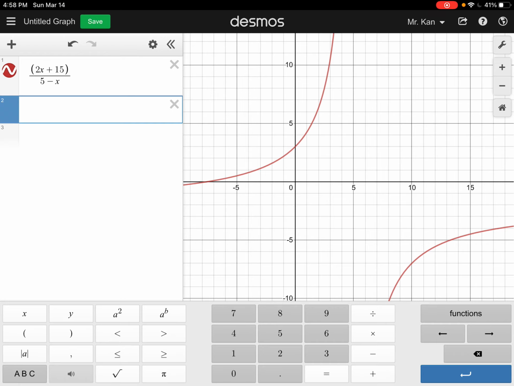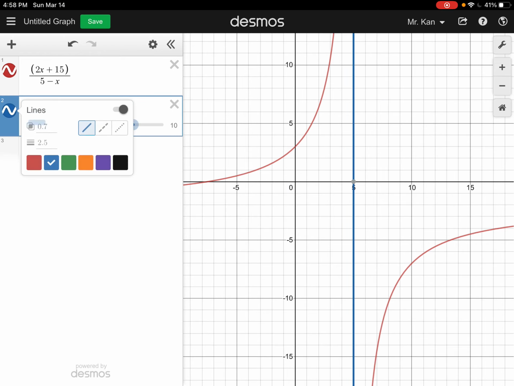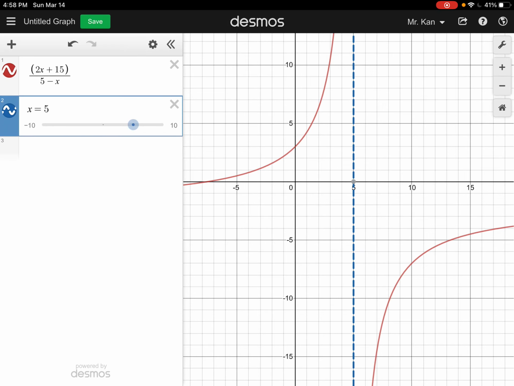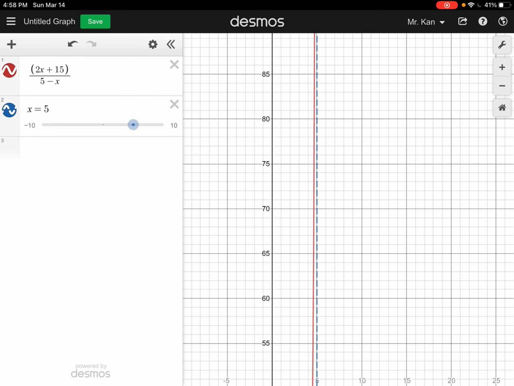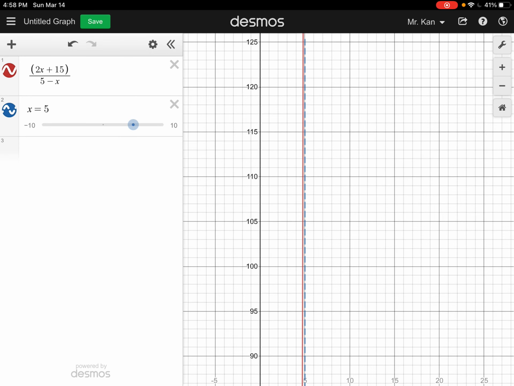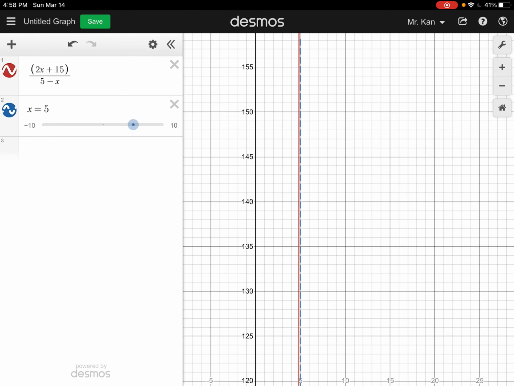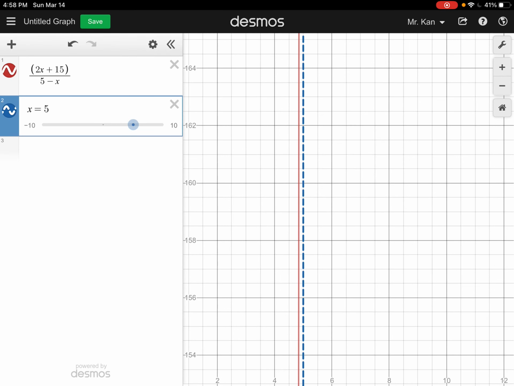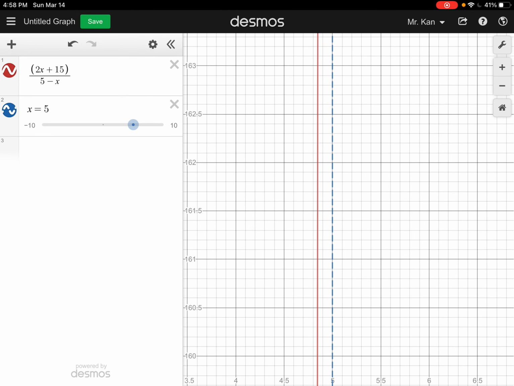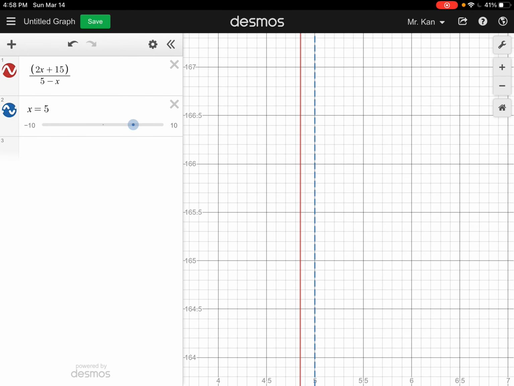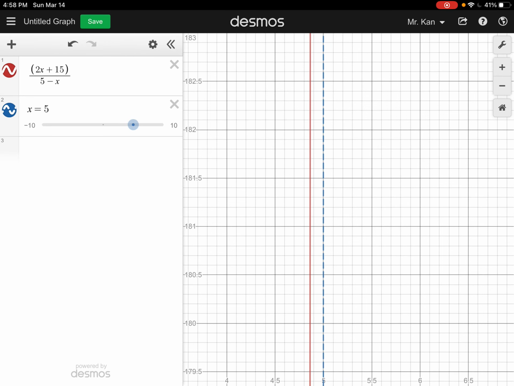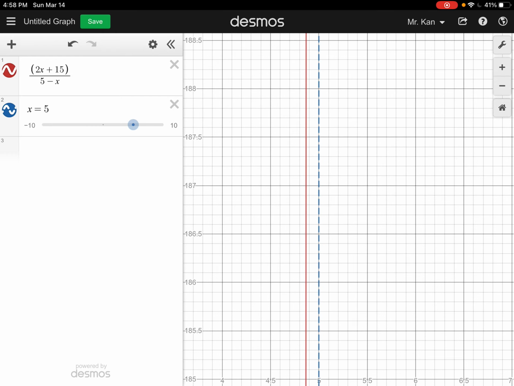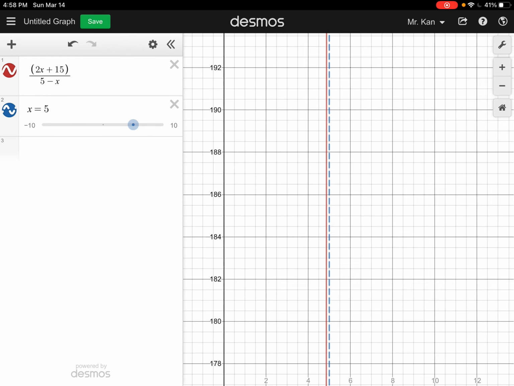If I show the line x equals 5, we can make that a dotted line. That's the vertical asymptote. Again, look how close this curve is approaching as I scroll all the way up, but never touching. If I zoom in, you can see it's getting really close to it, extremely close. It's getting closer and closer, but it's not touching it.